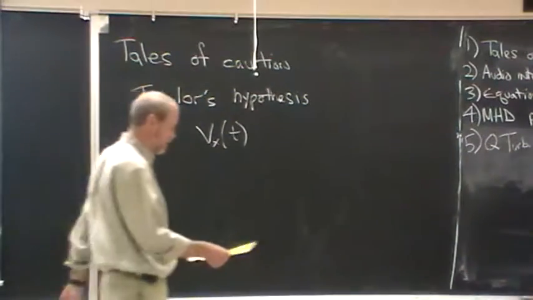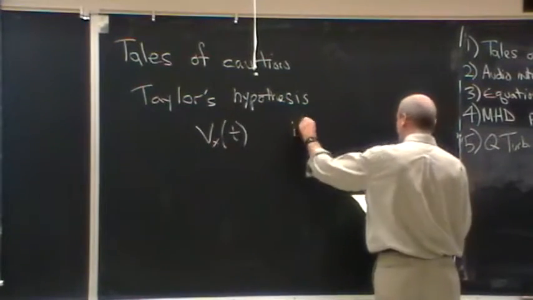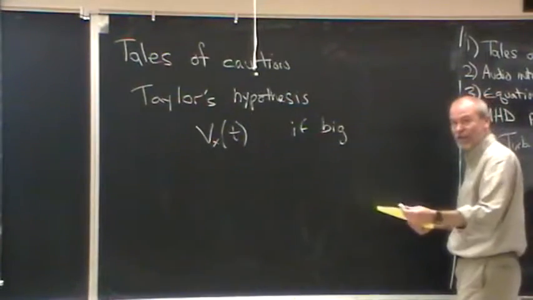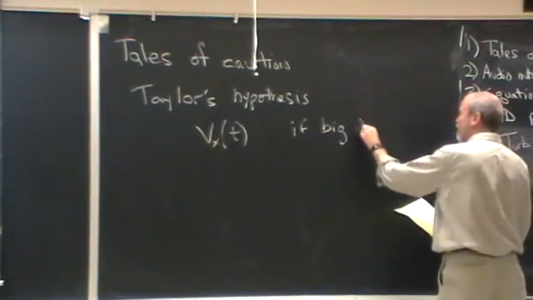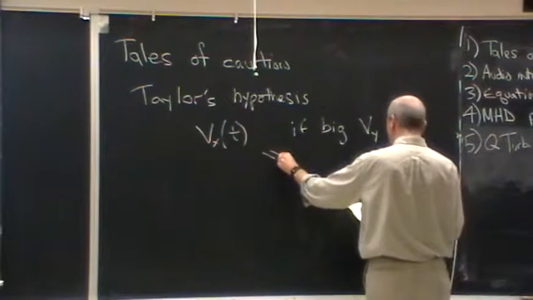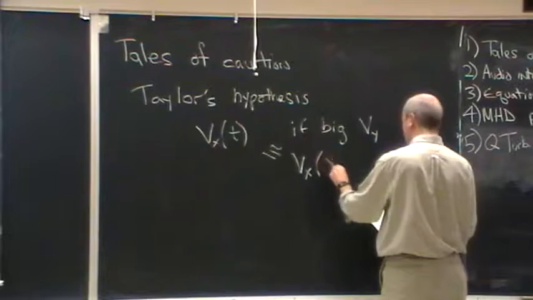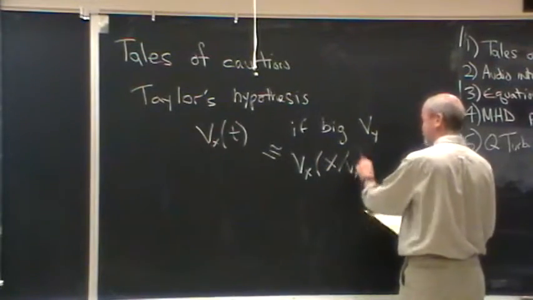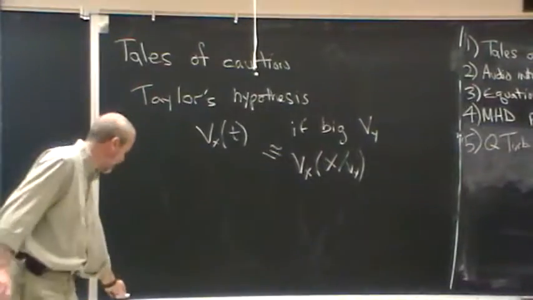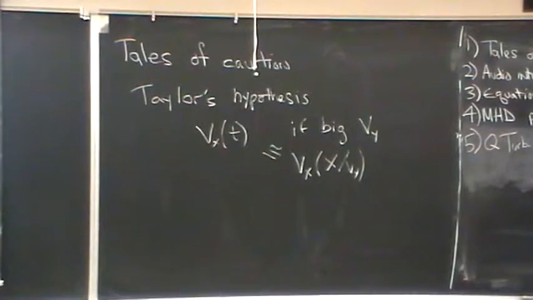But Taylor's hypothesis is that you can infer what v of x does if there's a big velocity that's carrying things past you. So let's say there's some big v of y, then we can just say this is really approximately v of x, x over v of y. And so really the underlying assumption is that things are going so fast by you, they're not changing. They're kind of frozen in space.